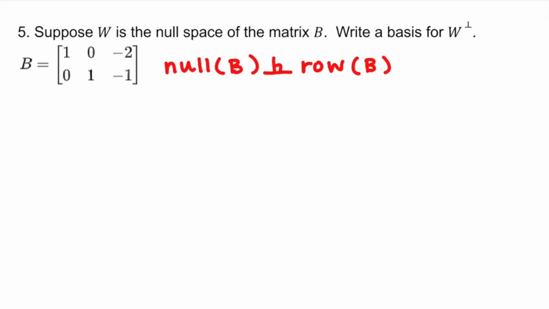One way to find a basis for the row space of B is to report the rows of the reduced row echelon form of B. Since B is already in reduced row echelon form, the basis is going to be 1, 0, negative 2, and also 0, 1, negative 1.